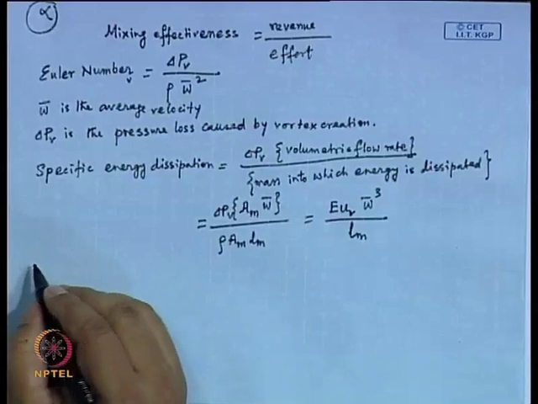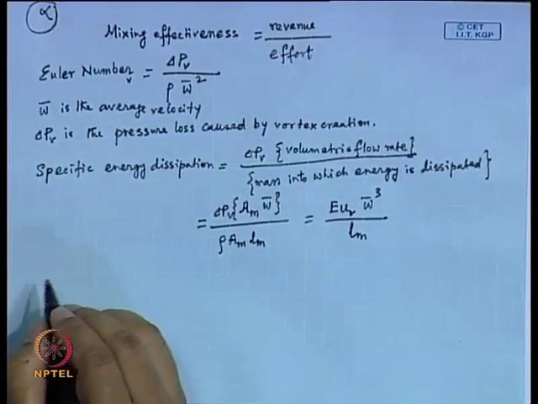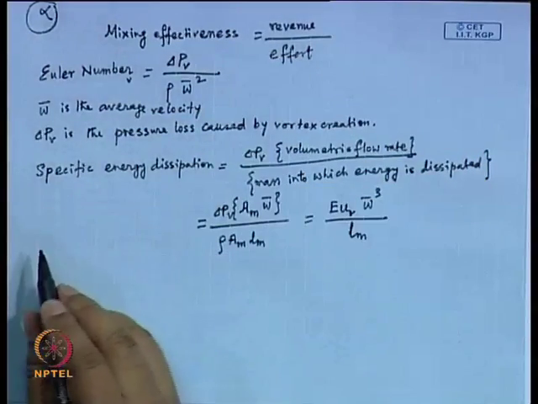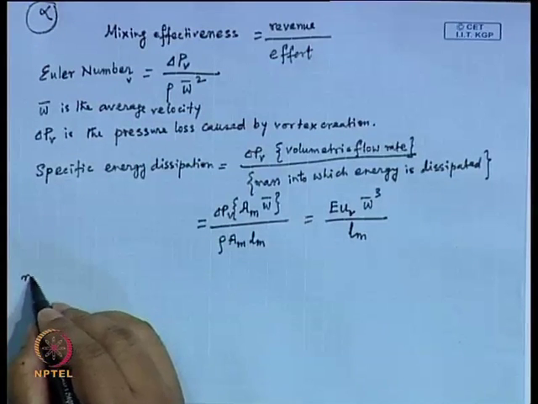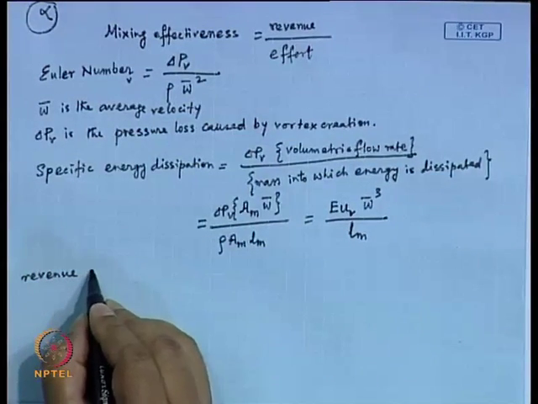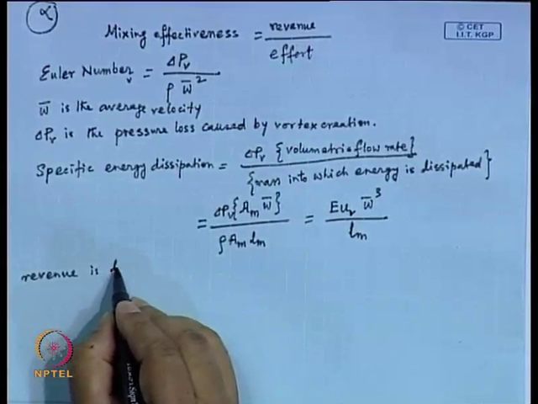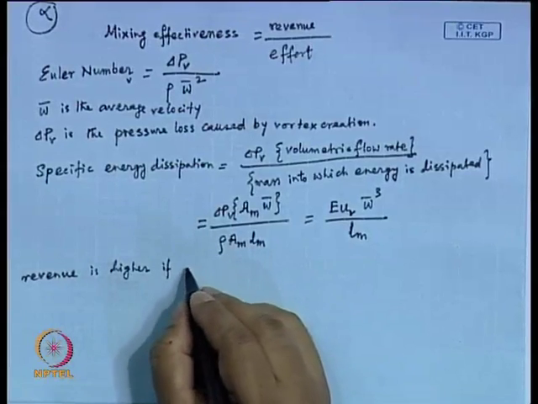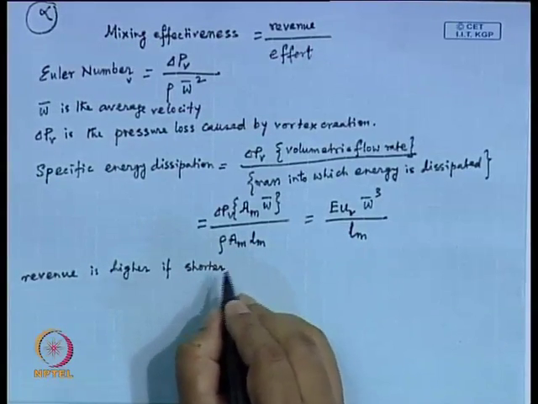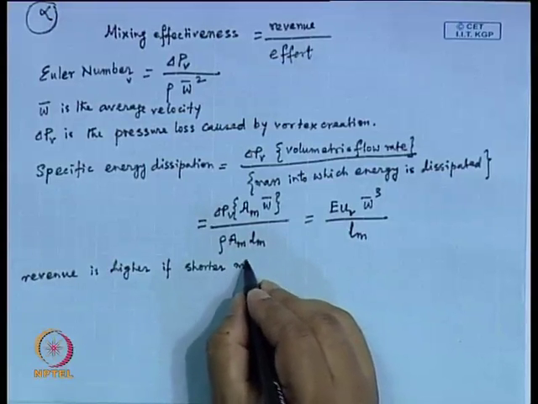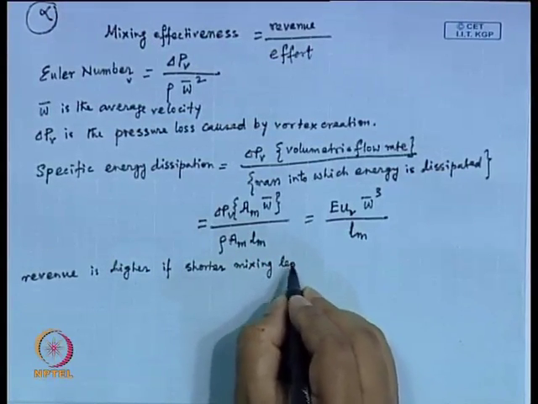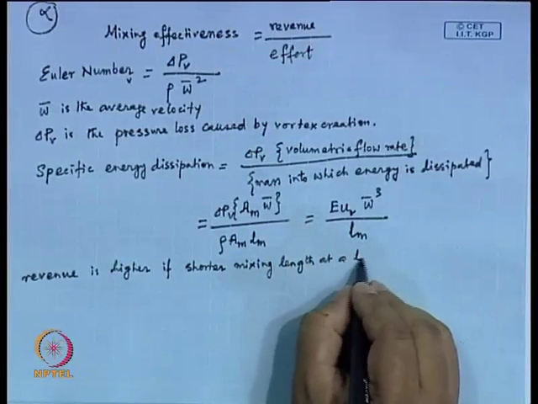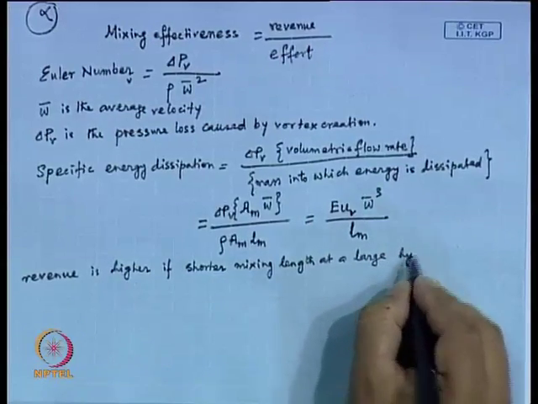Now, if you define the mixing effectiveness, we said it is revenue divided by effort. Now, what is the revenue here? We can write that the revenue is higher if there is a shorter mixing length at a large hydraulic diameter.